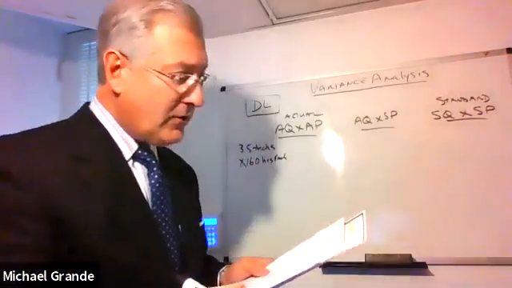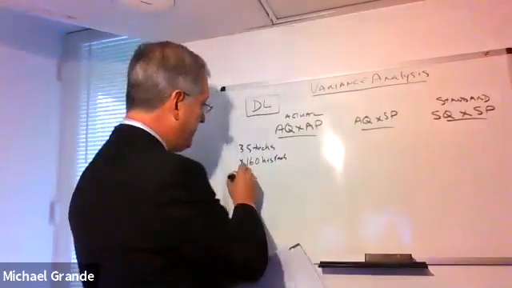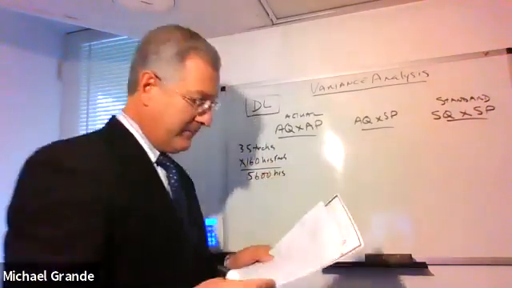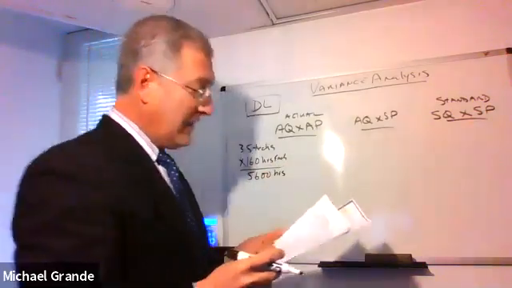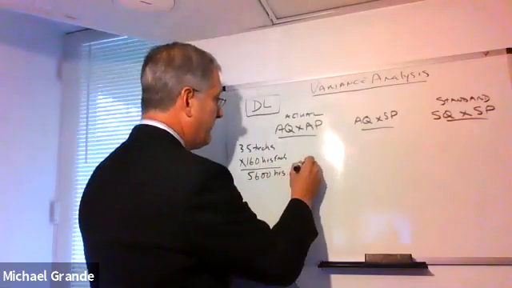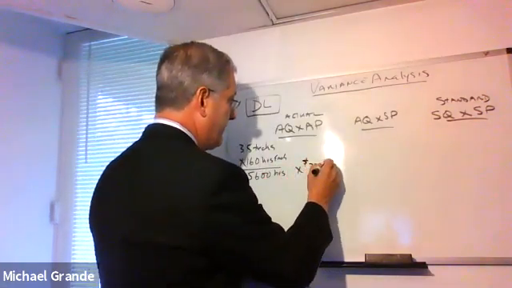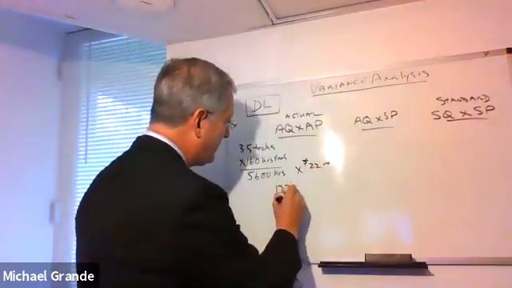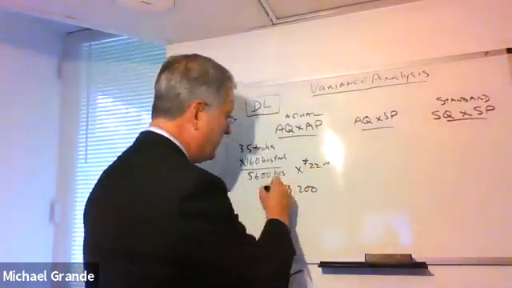So they had total hours of 5,600 hours. They said they paid them $22 per hour. Therefore, this number here is $123,200.